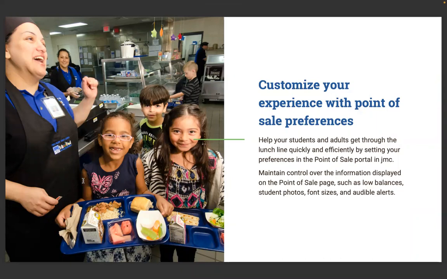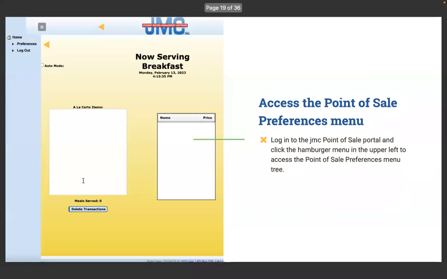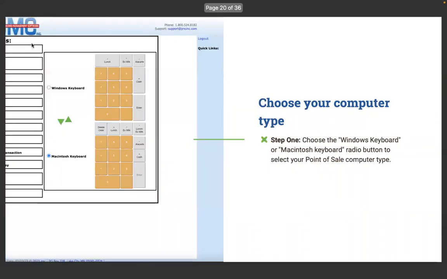Maintain control over the information displayed on the point of sale pages, such as low balances, student photos, font sizes, and audible alerts. So you'll log into the point of sale portal and click on the hamburger menu in the upper left to access the point of sale preferences tree. There it is listed right there. Step 1, choose the Windows or Macintosh keyboard radio button to select your point of sale computer type.